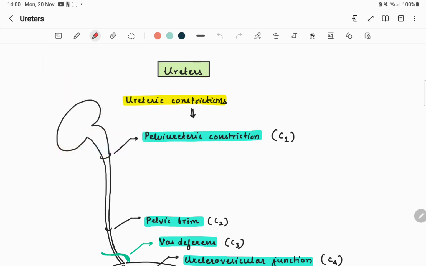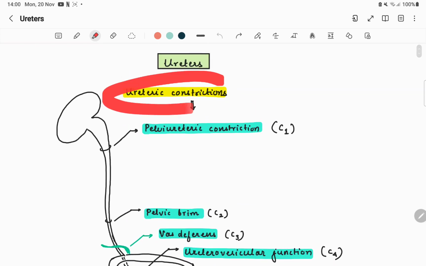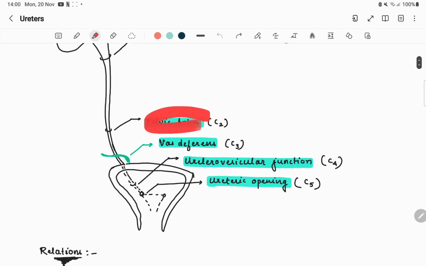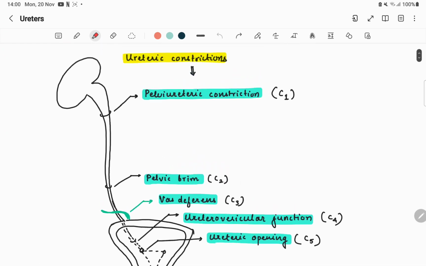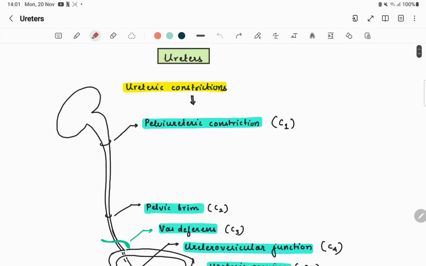So let's talk about the ureters. This is also an important part, but you can get only a short note, not a long question. Ureteric constrictions: the pelviureteric constriction at C1, then the pelvic brim at C2, the vas deferens crossing at C3. The ureterovesical junction is at C4, and the ureteric opening is at C5.